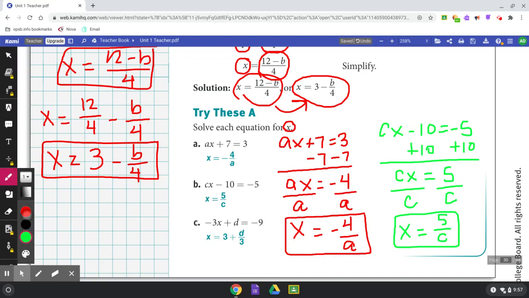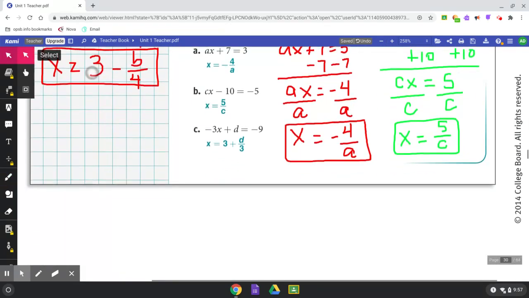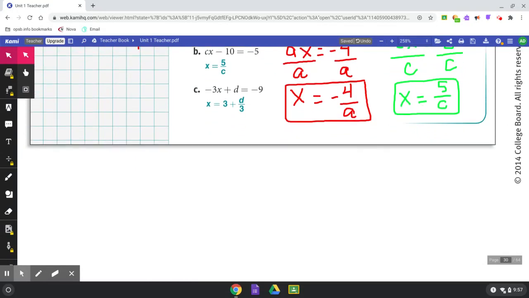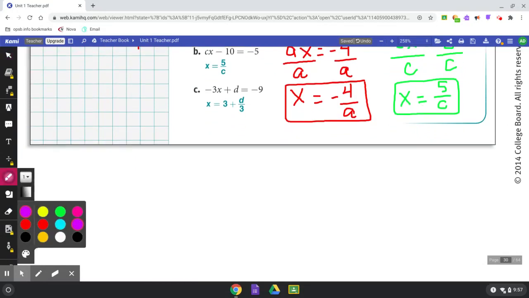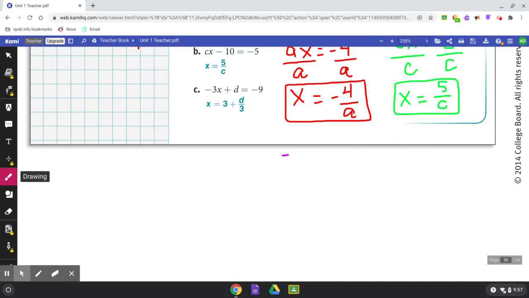Now I'm going to write in purple. Negative 3x plus d equals negative 9. Okay, now I'm solving for the variable x, so I need to isolate the term with the variable x. In order to do that, I need to subtract d from both sides.